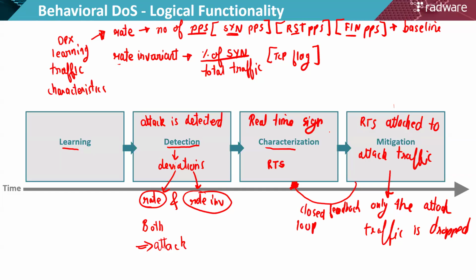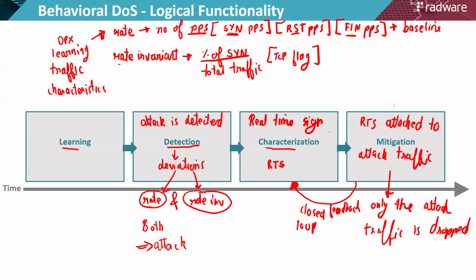So these are the four phases, and all this is done automatically. You do not have to do any configurations as such. You just have to specify the initial bandwidth and turn on the BDOS functionality. Rest everything is taken care of by the DefensePro. So you do not have to create a real-time signature. It is created on its own.